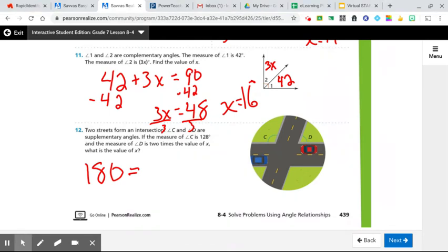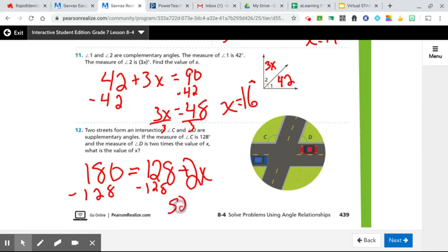If the measure of angle C is 128 degrees, so I have my 128, and the measure of angle D is 2 times the value of x. Well, 2 times the value of x tells me I need to take x 2 times, and I put the coefficient in front of the variable. So I have 180 equals 128 plus 2x. Get rid of the constant by subtracting it from both sides. And now I have 52 equals 2x. Divide by 2, divide by 2. 26 equals x. So the value of x in this problem is 26.